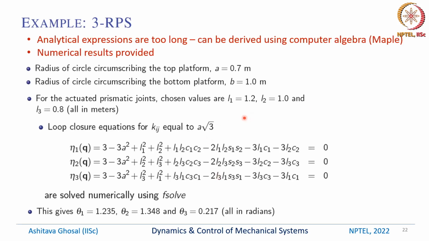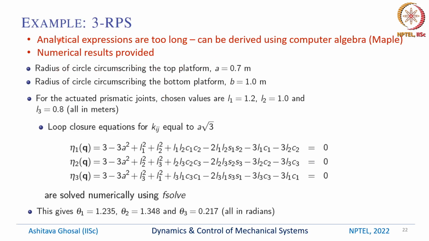So the position vectors of the centroid of the top moving platform and the rotation matrix giving the orientation of the top moving platform with respect to the base, they are very, very long and complicated. In fact, if I start writing them, they will not fit into this page. So the analytical expressions are too long, but they can be derived using computer algebra systems. So we have used Maple, which we will discuss later, of how to derive these expressions. Instead, in this slide, I am going to show you numerical results.